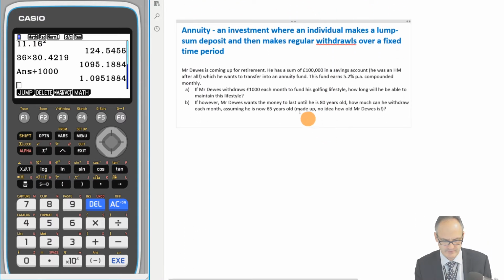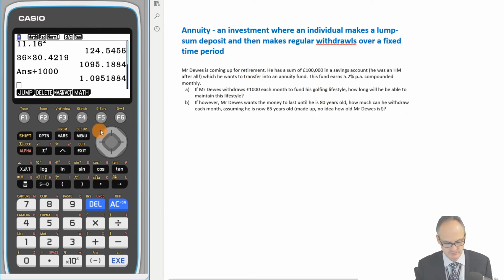Now, there's another type of question you can get. You can get annuity questions. Okay, so an annuity is where an individual makes a lump sum deposit and then makes regular withdrawals over a fixed time period. So here we've got Mr. Jews, who is coming up for retirement. He has a sum of £100,000 in his savings account. He was a housemaster after all at our school, which he wants to transfer into an annuity fund. His fund earns 5.2% compounded monthly. So every month the bank or whoever he's put the money with is going to earn 5.2% on this 100,000. But he wants to fund his golfing lifestyle by taking out £1,000 every month. How long will he be able to maintain doing that?